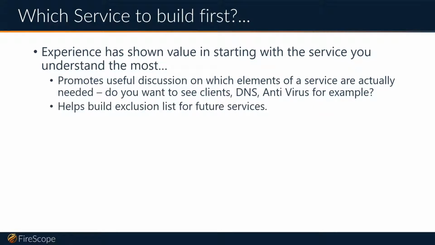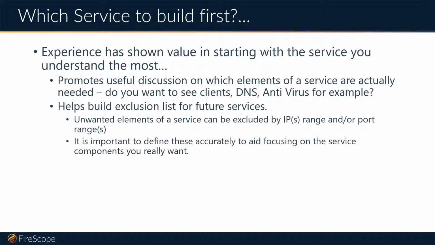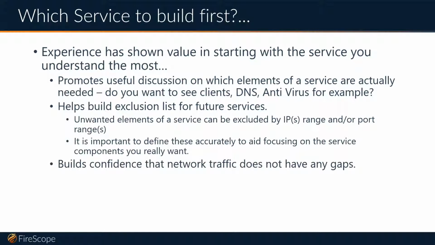It also helps build exclusion lists. Why do we need exclusion lists? Well, there are going to be parts of the traffic that aren't, as I've said, actually part of the service. We'll detect things like backups and antivirus and DNS, so we'll exclude those by IP ranges or port ranges. It's important to define those so that we can focus on the service components you really want and get to the proper service itself. But it also builds confidence that we're seeing traffic across the entire network.